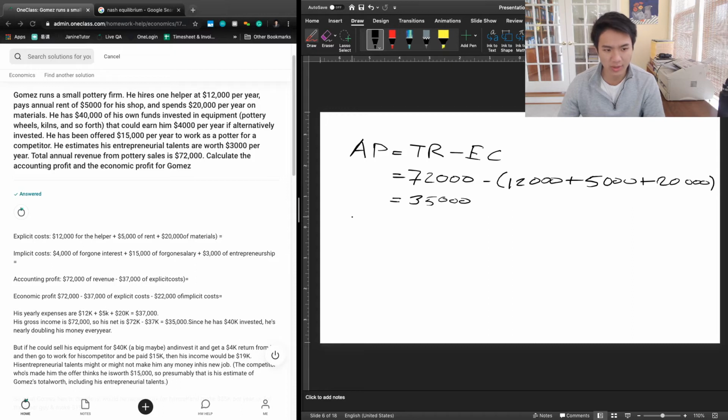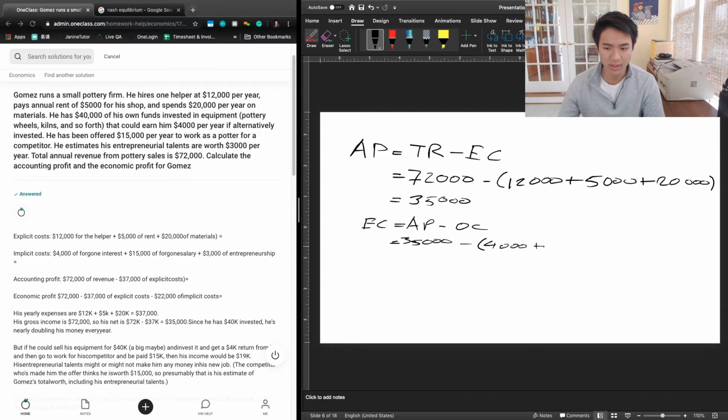So the next question is, okay, so that's his accounting profit. What is his economic profit? So his economic profit is going to be accounting profit minus his opportunity costs. So we have $35,000. And what are his opportunity costs? So one thing is he could invest his $40,000 alternatively, and that's earning him $4,000 per year. And so that's one opportunity cost.